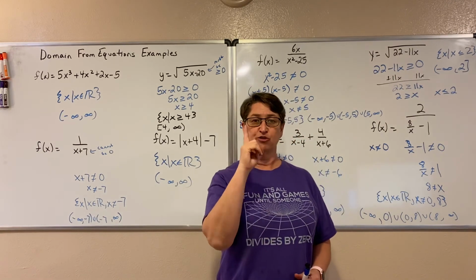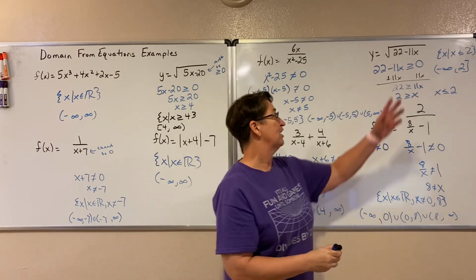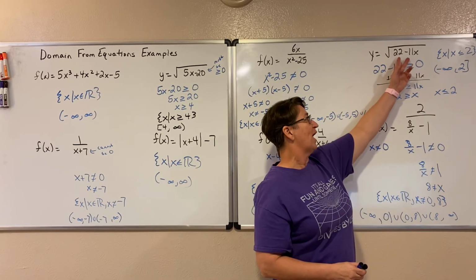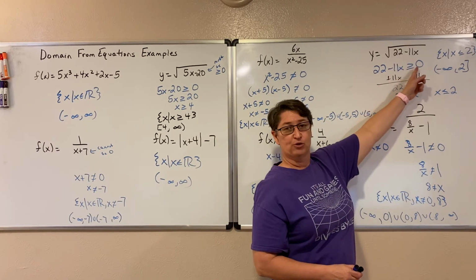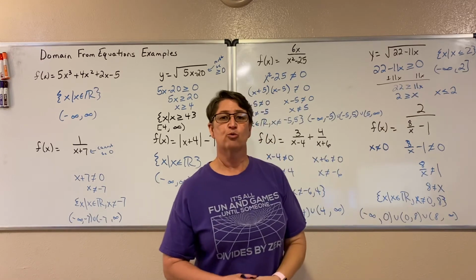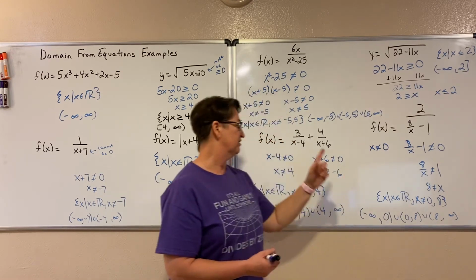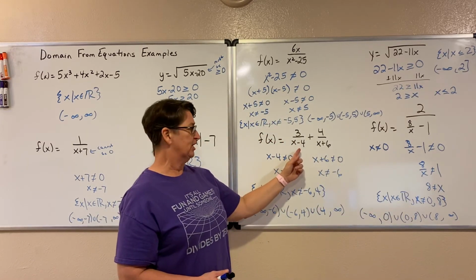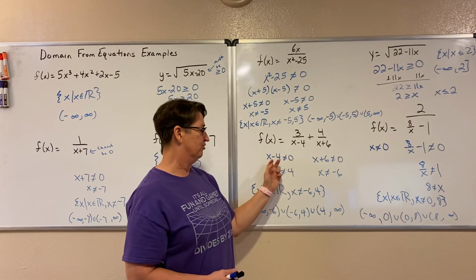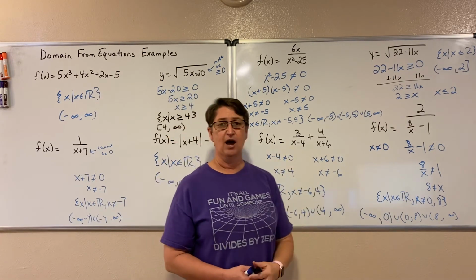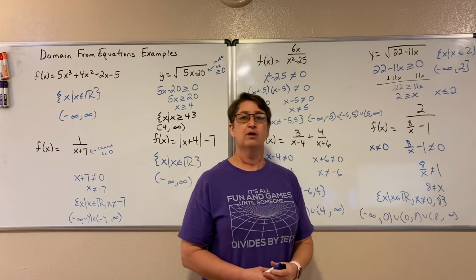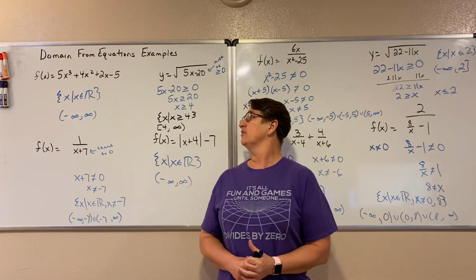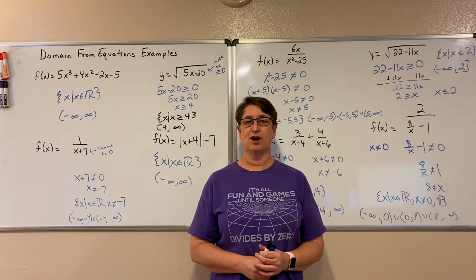So for all of my functions, there are only two that have a restriction. The restrictions are the square root function, in which case we take the radicand and say it has to be greater than or equal to 0, or the rational function is the other one with a restriction, and in that case we take the denominator and say it cannot be equal to 0. So those are the domains for my equations.